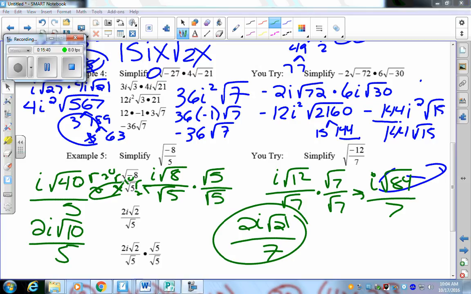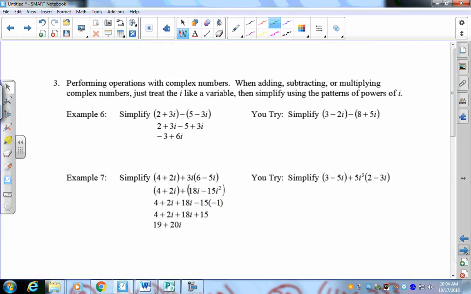All right, let's pop over to adding and subtracting. Our adding and subtracting is just like before. You can only combine things that have identical variables. So we're going to treat our i just like a variable. It just is a variable that has a purpose. So in my first example, I started by distributing my negative, giving me negative 5 plus 3i, and then I combined my like terms. Now we want to write our answer in a plus bi form, so my real piece first and then my imaginary piece.